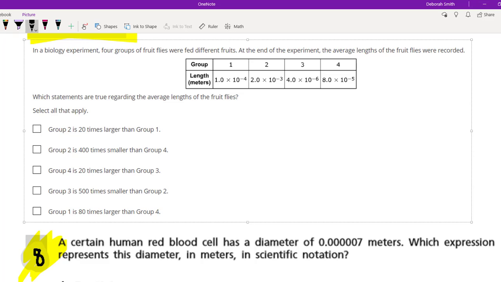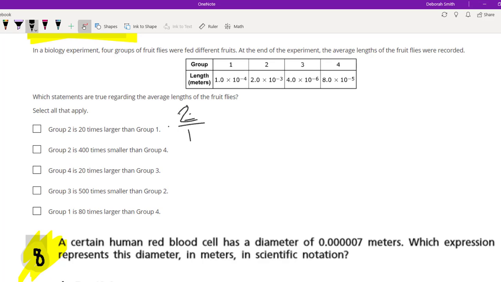So group 2 divided by group 1. So 2, and because that's a decimal 0, you don't need to write that in on your calculator. So 2 times 10 to the negative 3rd divided by, make sure you're putting your parentheses, group 1, 1 times 10 to the negative 4, close your parentheses. I got 20 times, so that looks like a check mark to me.